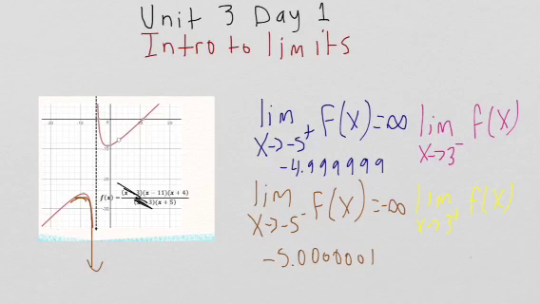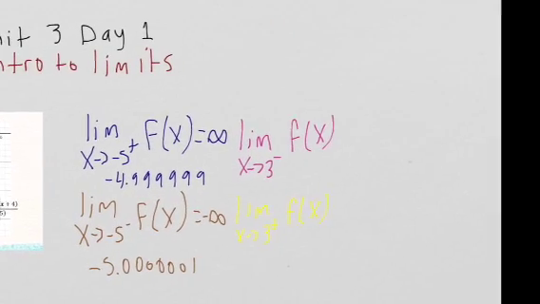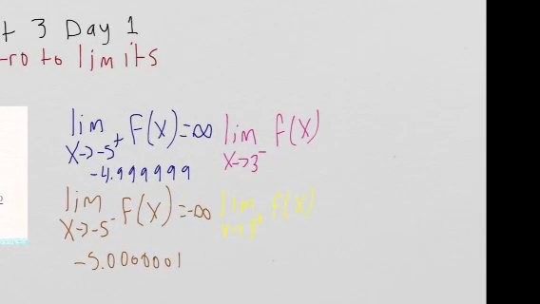Really quick, we're going to approach 3 from the right, and as we approach 3 from the right, what are we hitting? We're hitting -7. As we approach 3 from the left, what are we hitting? We're hitting -7. I almost traced the line there. So as we approach from both sides, we're approaching -7, so both of these are equal to -7. That means the limit as x approaches 3 from both sides, so I don't specify positive or negative because I'm coming from both sides, equals -7.